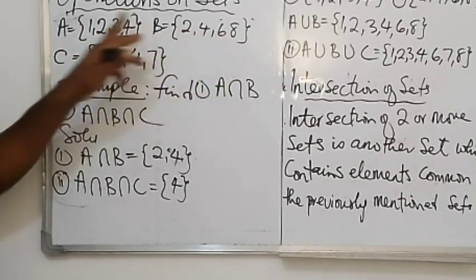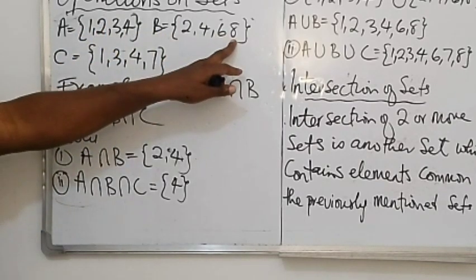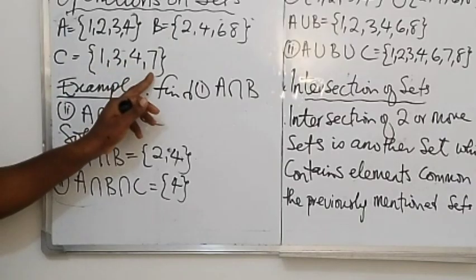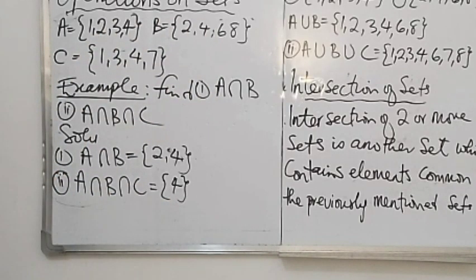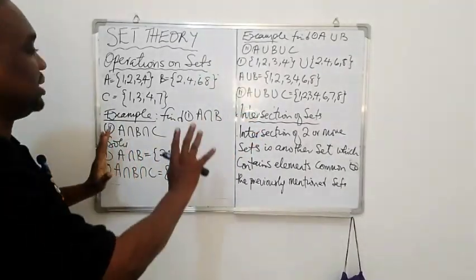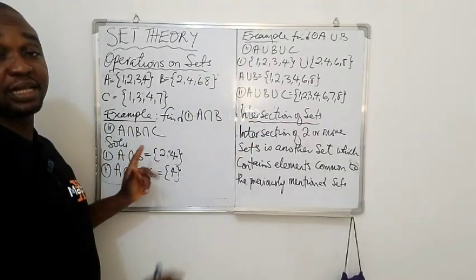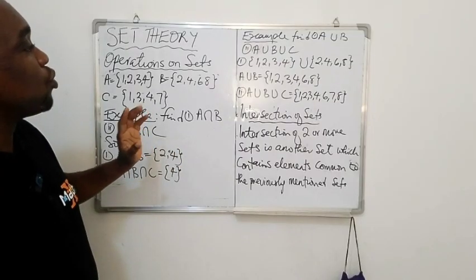There's 6 here, there's no 6 here, no 6 here. 8 here, no 8 here, no 8 here. Then 7 here, no 7 here, no 7 here. I already had my conclusion. So it's just 4.